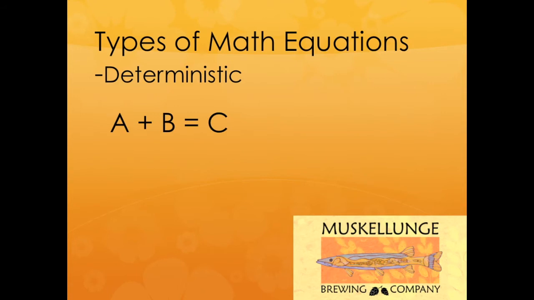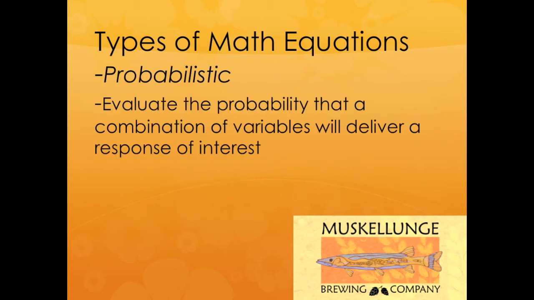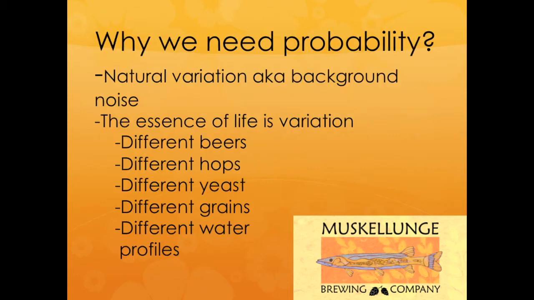Now, using A plus B equals C, that is a basic mathematical equation, you can use any number and predict the result in advance. In this case, it's going to be C. Such as 2 plus 2 equals 4 or 1 plus 1 equals 2. On the other hand, there are probabilistic equations which allow you to evaluate the probability that a combination of variables will deliver a response of interest, like probability of C equals A plus B.